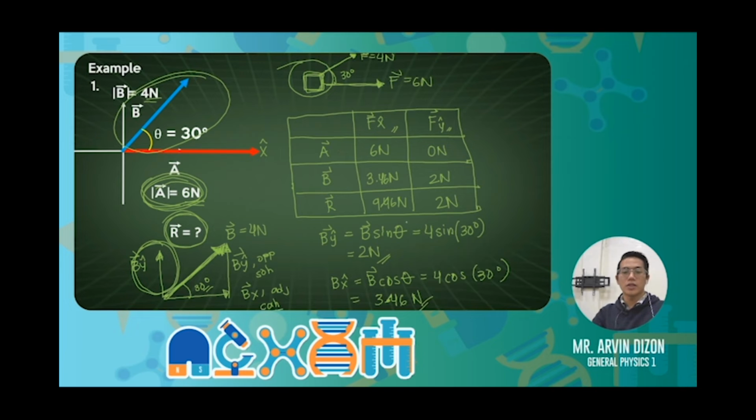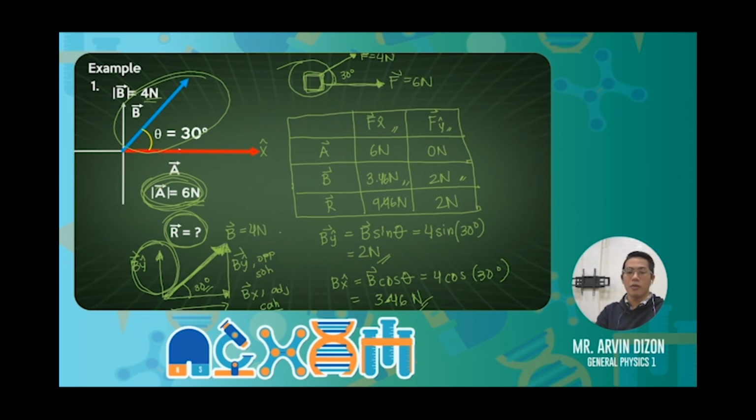However, this process is not yet done. We have to now write its direction. We have now plugged in the value of 2 newtons, which is this one, and 3.46 newtons on this value. However, do not forget to write its direction. For example, 3.46 newtons is a positive 3.46 since if we observe Bx, it's actually directed to the right. So, we can write it this way, while 2 newtons is directed upward, which means it's also positive.